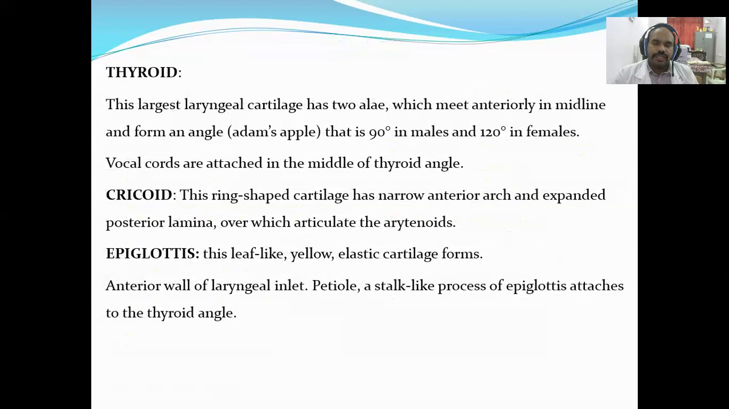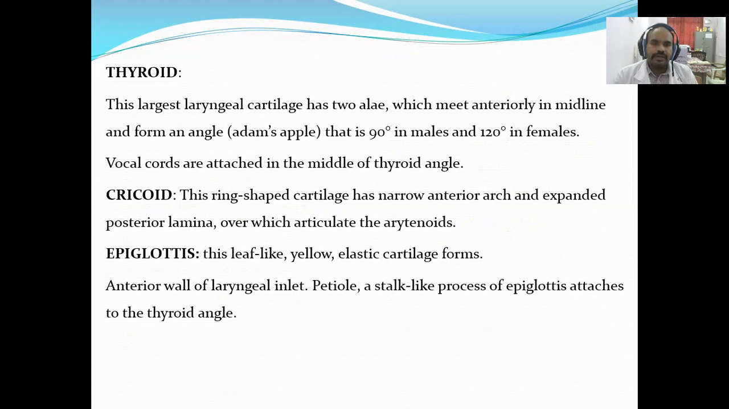Coming to the individual cartilages, in subsequent slides we will see about each of them. First and foremost, the unpaired hyaline cartilage, the thyroid cartilage. This is the largest laryngeal cartilage, which has two alae. The two alae meet anteriorly in the midline and form an angle. In adults, the angulation is around 90 degrees in males, whereas in females it is 120 degrees.